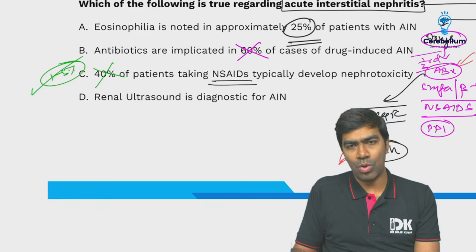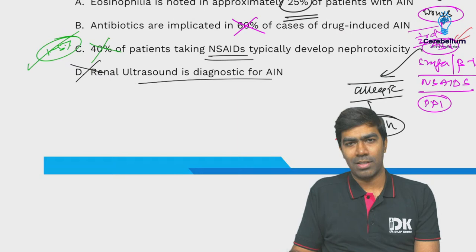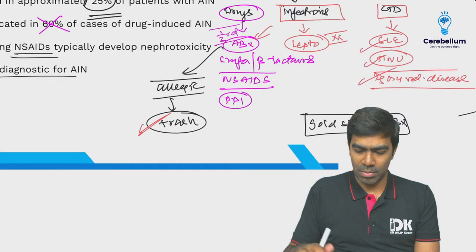Renal ultrasound is diagnostic of AIN? No, you don't see anything in renal ultrasound. In fact, renal ultrasound will be totally normal in most patients. The gold standard for diagnosis, as I told you, is biopsy. Biopsy is the gold standard.